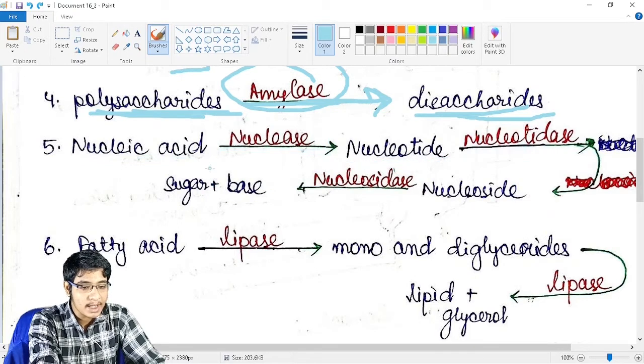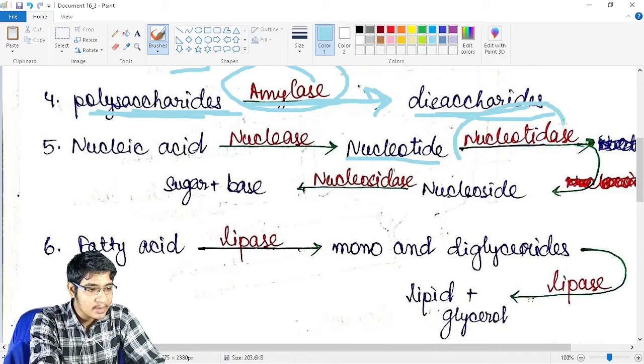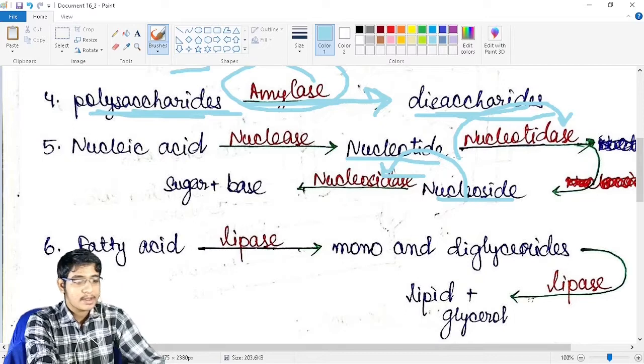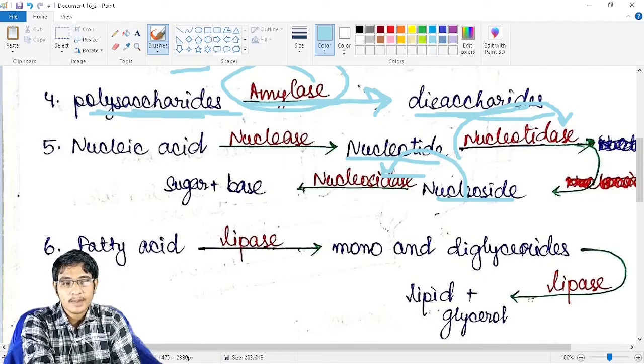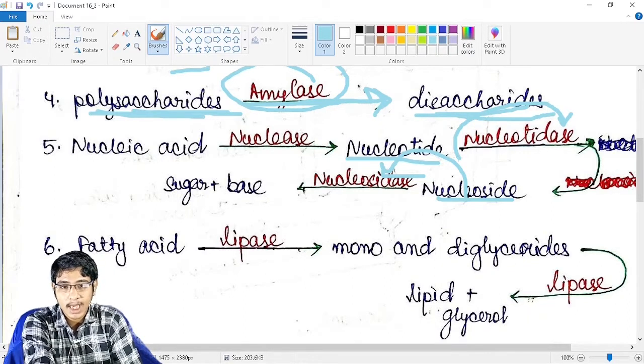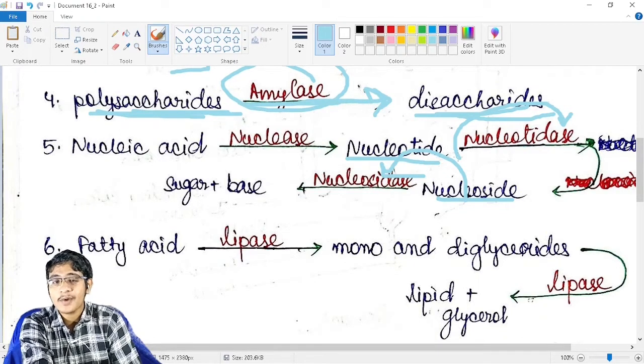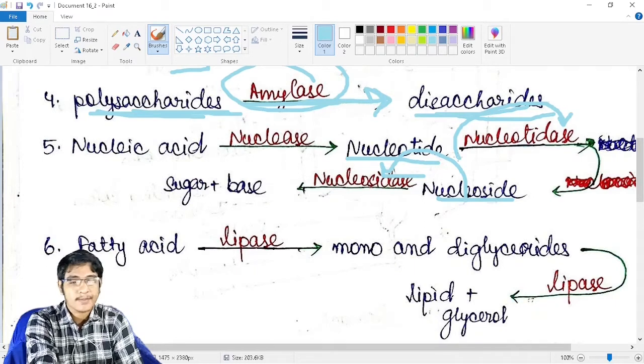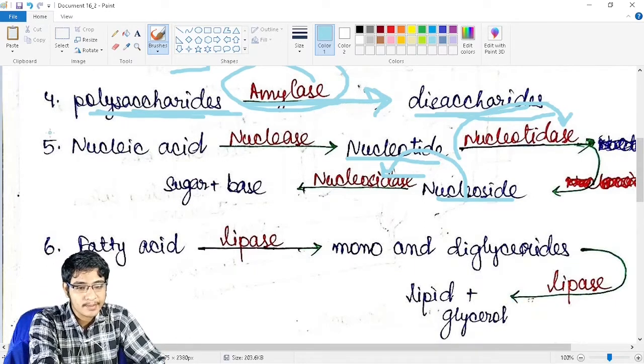You can see one pattern here. Nucleotide comes in contact with nucleotidase. Nucleoside comes in contact with nucleosidase. By this way you can remember it easily. From nucleic acid, with the help of nuclease, it forms nucleotide. From nucleotide, with nucleotidase, it forms nucleoside. Again nucleoside, with nucleosidase, forms sugar plus base. Okay, so this was number 5.